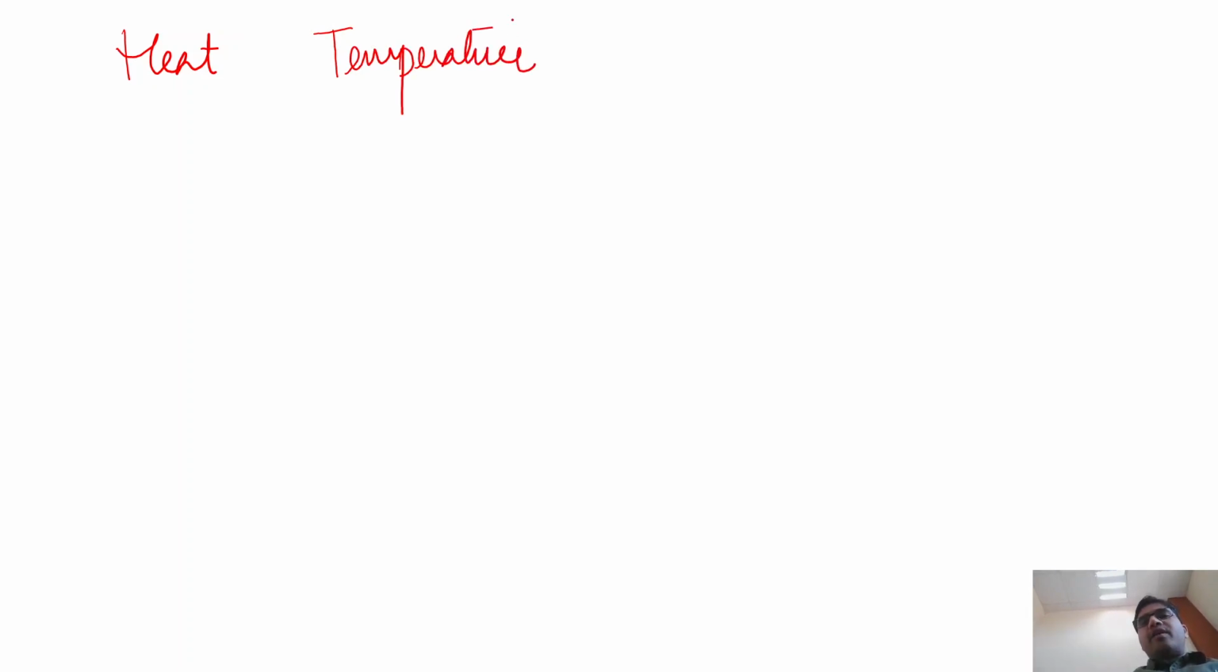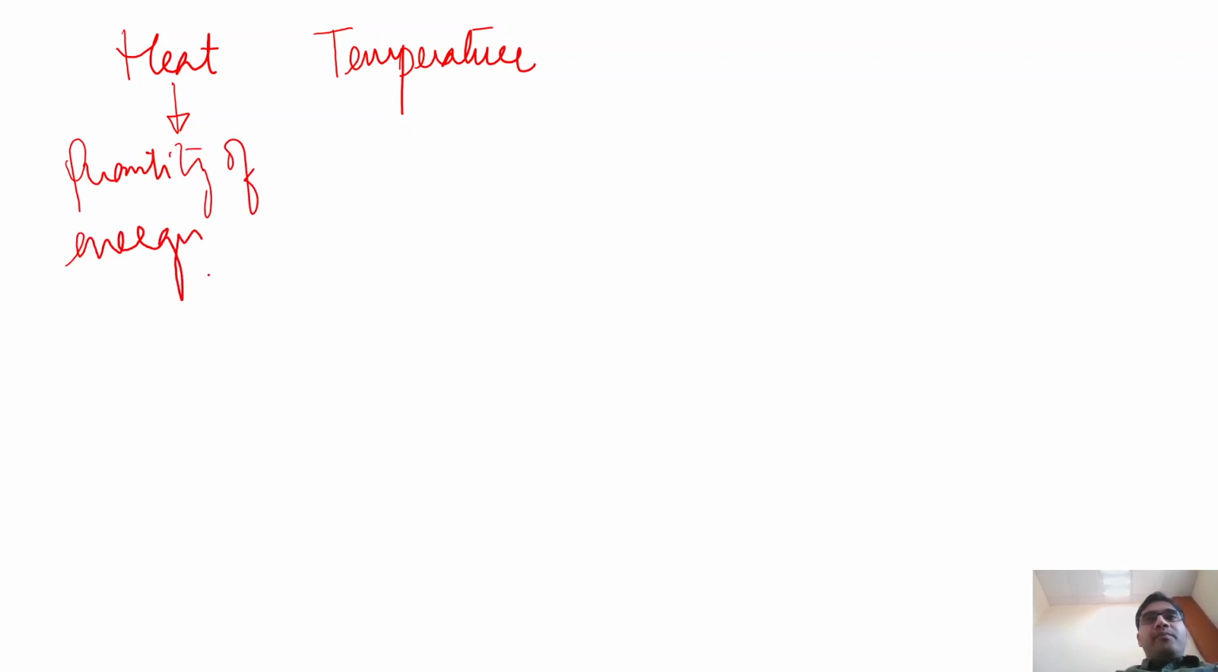So, first of all, as I had already told you, how to differentiate between heat and temperature. All of you might be aware that heat is basically the energy, while temperature is the measurement of the intensity of energy. So heat may be defined as the quantity of energy which is present in a substance, while temperature is the intensity of energy.